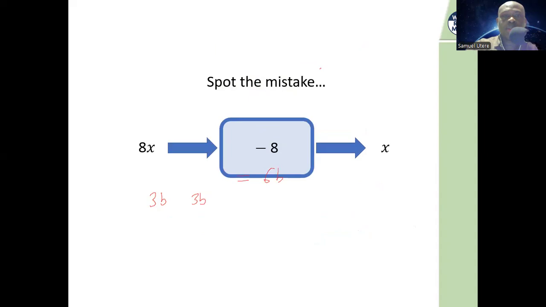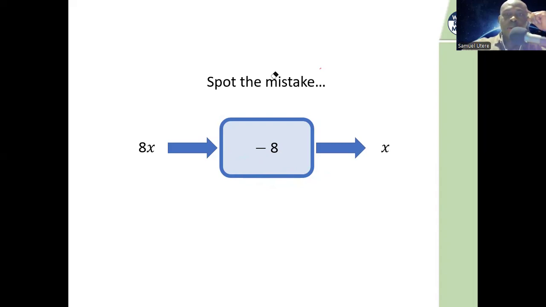Okay, what about if we have 8x subtract 8? I want you to think, is there a mistake? Imagine you have a friend, and if you show the friend this, they say, oh, I think the answer will be 8x, because you just take away the 8.